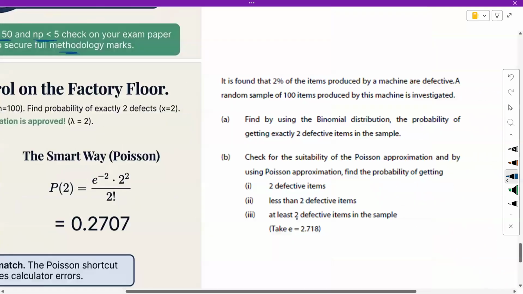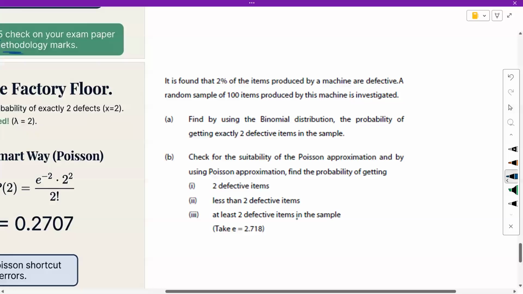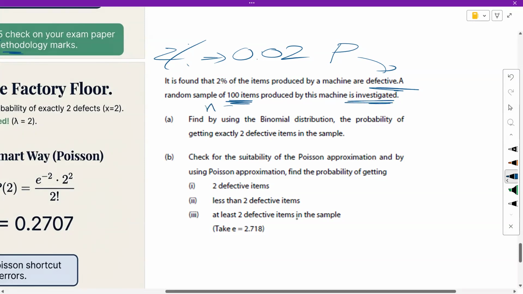Here, let's see one example. It is found that 2% of the items produced by a machine are defective or non-defective items. Getting a defective item is success, p. So p is very small, that is 0.02. 2% means 0.02. A random sample of 100 items produced by this machine is investigated. n equals 100, which is more than 50.